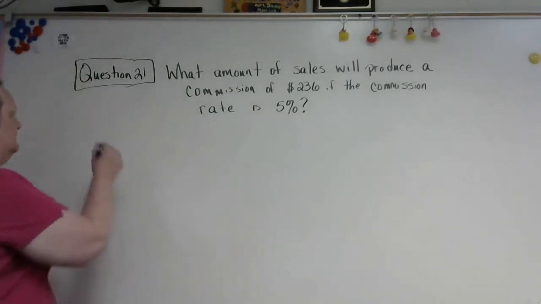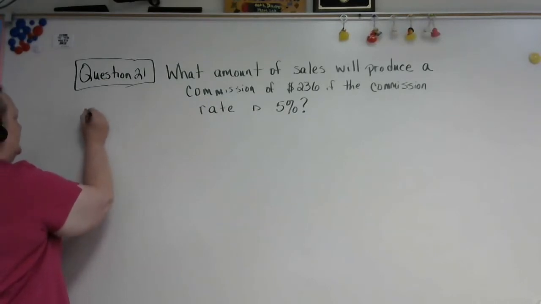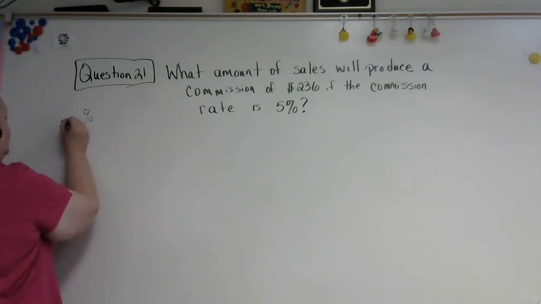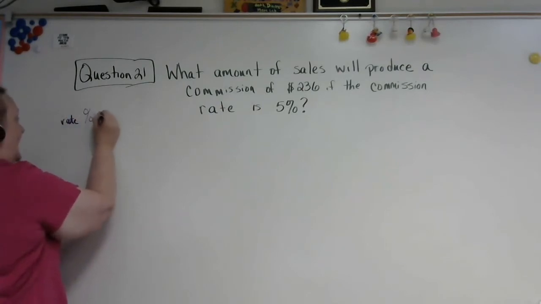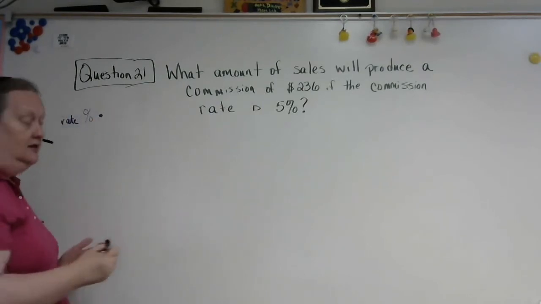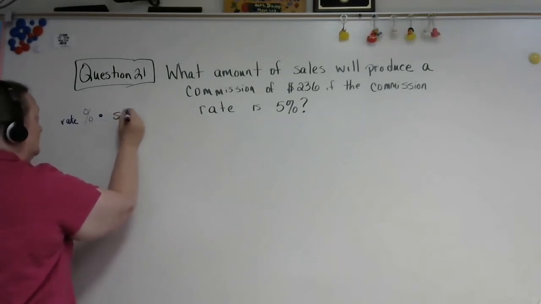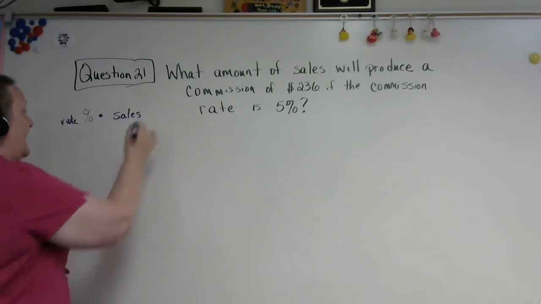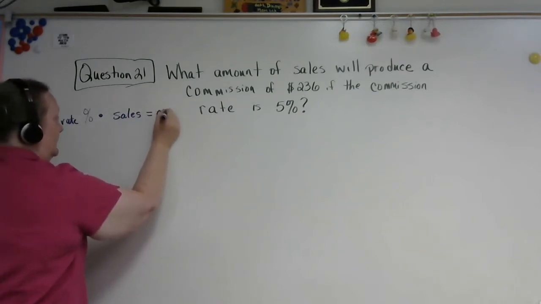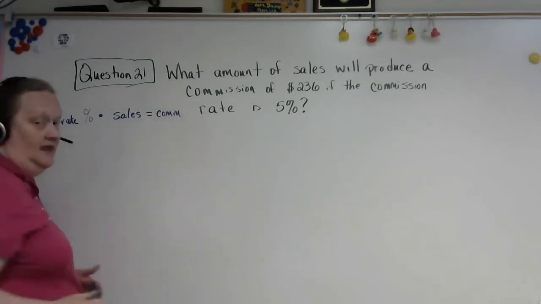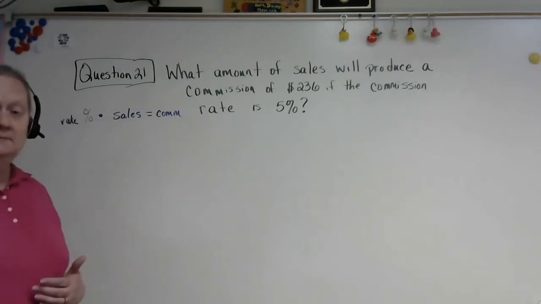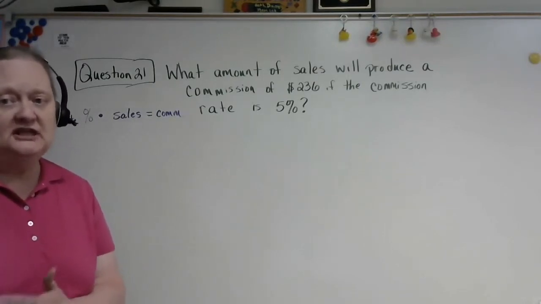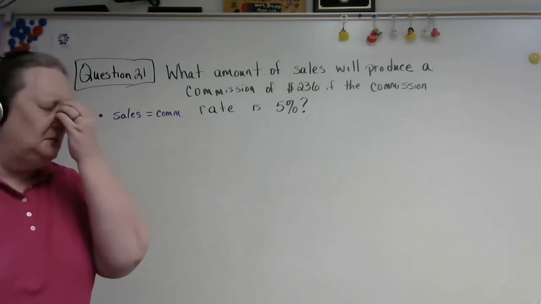So how do you figure a commission? Well, it's the percentage, whatever that commission rate is, times their sales, and that equals their commission. Now we're just going to do this one as an equation. If you want to learn how to do it as a proportion, come and see me. I'm not going to do this one as a proportion.